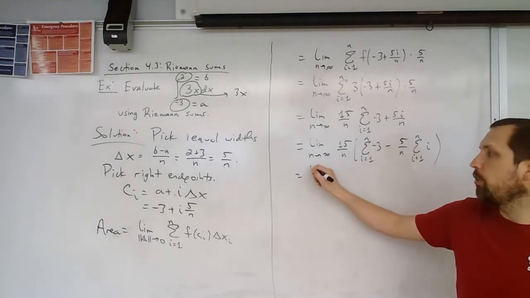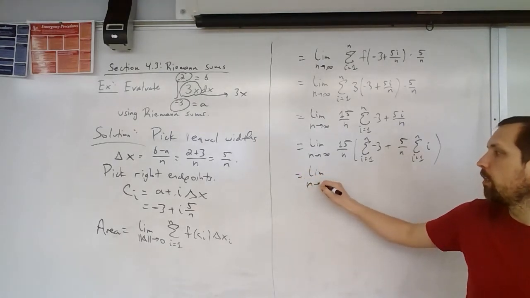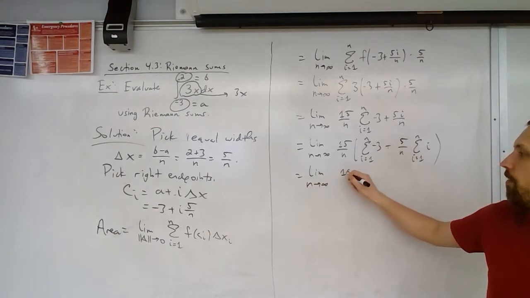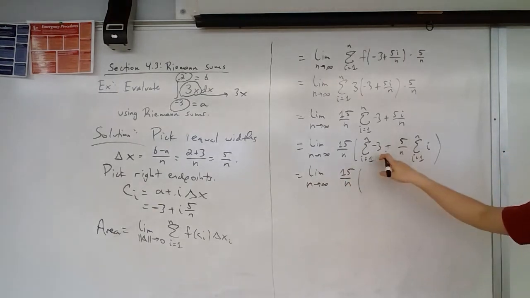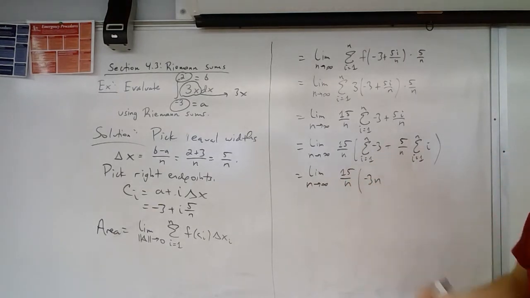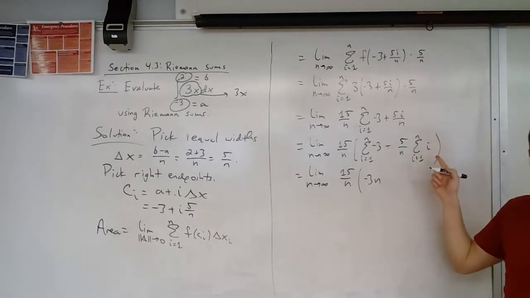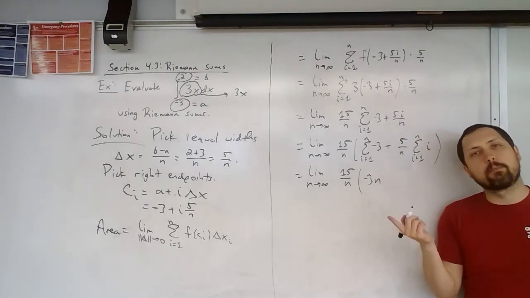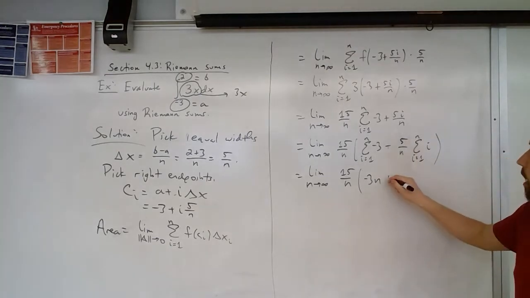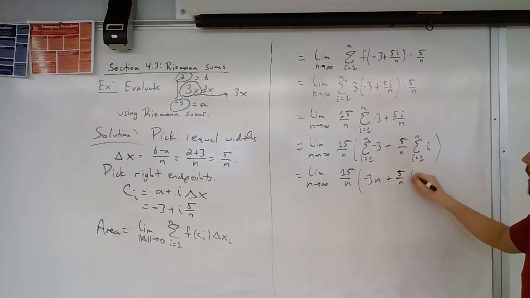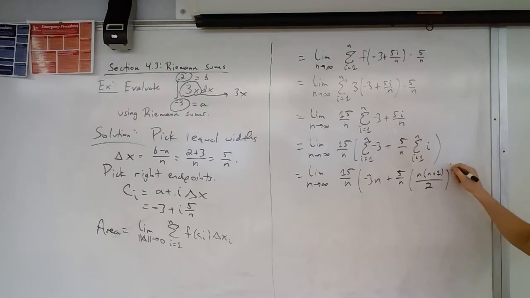And then we use our formulas that we know. Limit as n tends to infinity, 15 over n. Formula for this is going to be negative 3 times n. The formula for the sum of i's is going to be n times n plus 1 divided by 2. So I have plus 5 over n times n times n plus 1 divided by 2.